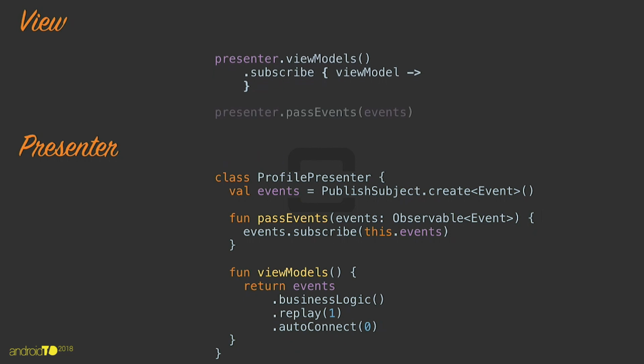And the call site would be something like this. You would first need to listen to the view models before passing events. Otherwise, you might miss emitted view models before you can react to them.